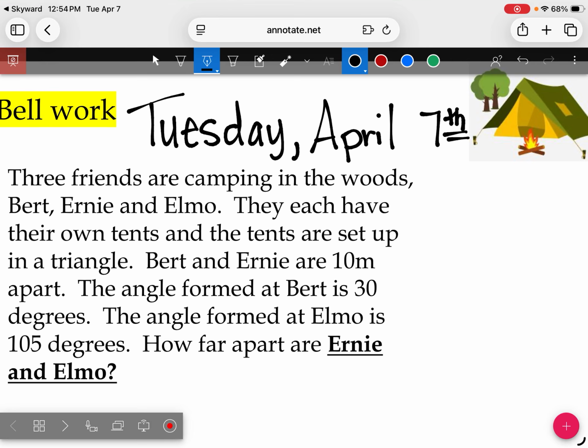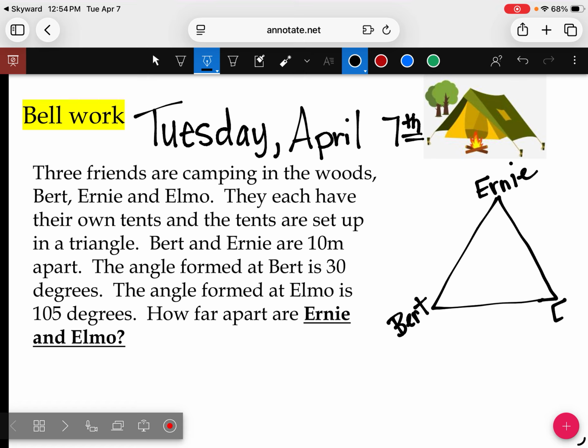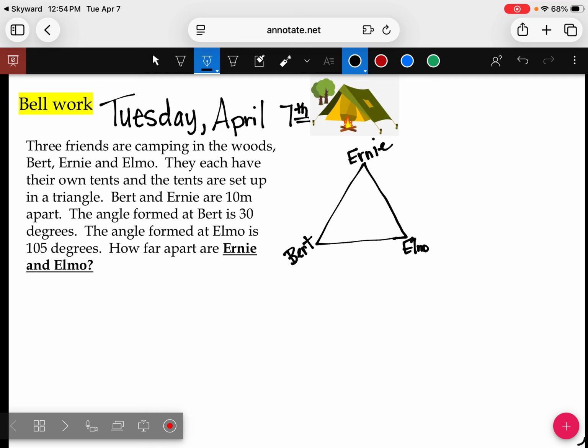Bert, Ernie, and Elmo. So I'm going to draw my little triangle. Bert, Ernie, Elmo. Okay. Then it says that the distance between Bert and Ernie is 10.